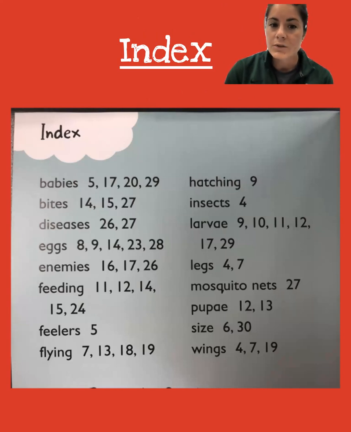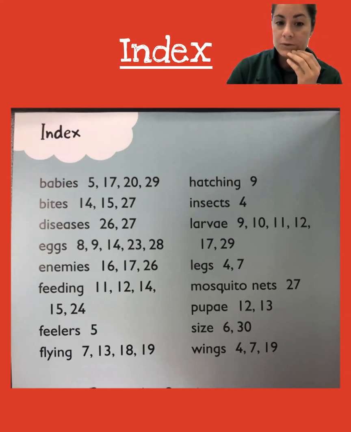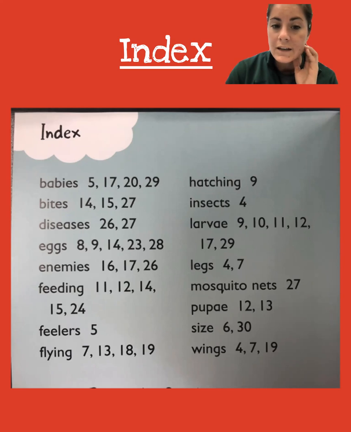So what it's saying is, if you're looking for mosquito babies and maybe information about them, yes, there's a table of contents, but more specifically, these pages are where you're going to find the word babies. So on page 5, page 17, page 20, page 29. Okay, how about bites? Oh, mosquito bites. You know those, right? When you get kind of itchy. Remember, there's 14, 15, 27. Those are page numbers. So page 14, page 15, and page 27, I can take a look and see about mosquito bites.